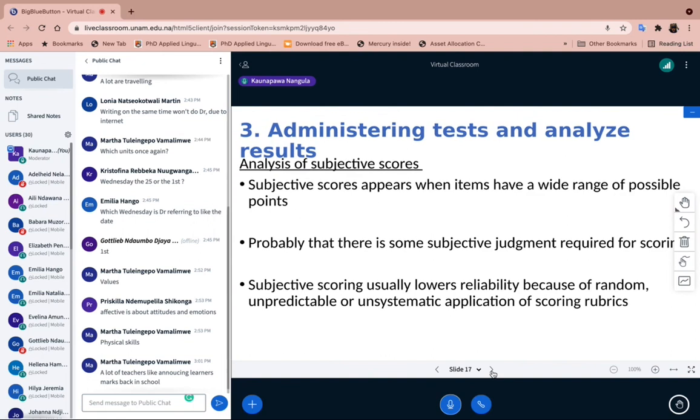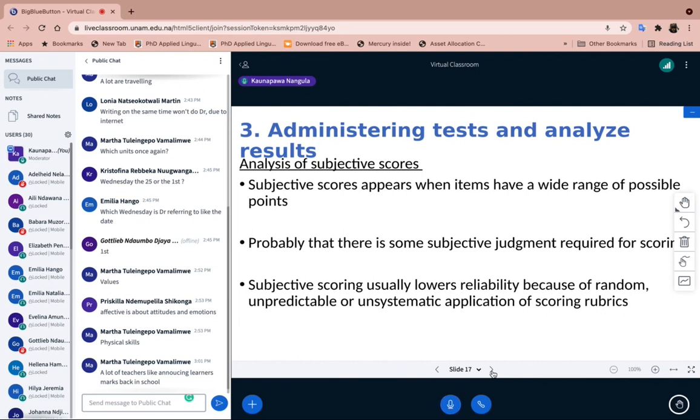Next, when it comes to analyzing subjective scores, they are the opposite of the objective scores. Subjective scores appear when items have a wide range of possible points. They have more possibilities in their answers. And probably there is no subjective judgment required for scoring.